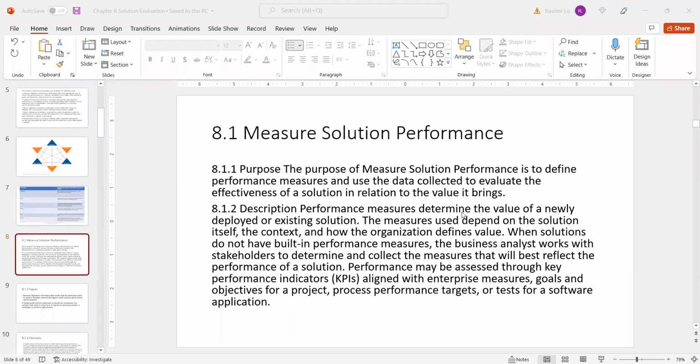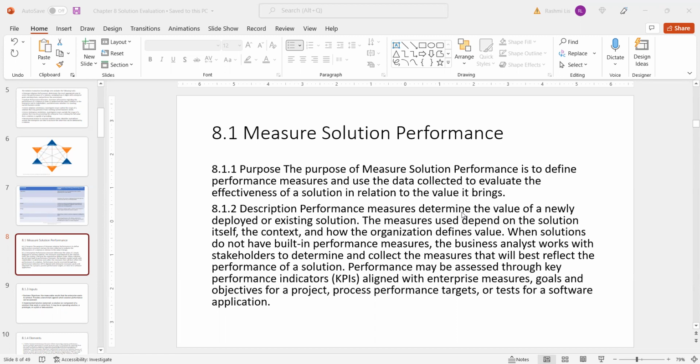So the first task in this knowledge area is to measure solution performance. The purpose of measure solution performance is to define performance measures and use the data collected to evaluate the effectiveness of a solution in relation to the value it brings. Now, many times we speak about Agile. Agile is very focused on value and whether the solution is providing value. In a digital environment or digital transformation environment, there's definitely a need to establish value-driven solutions, and hence this is an important task.